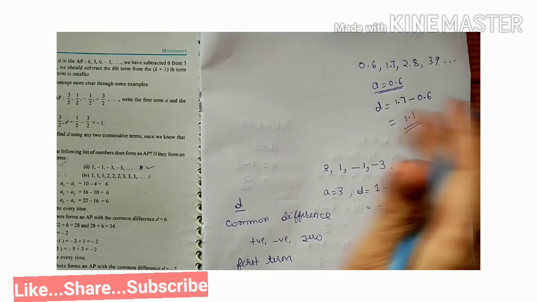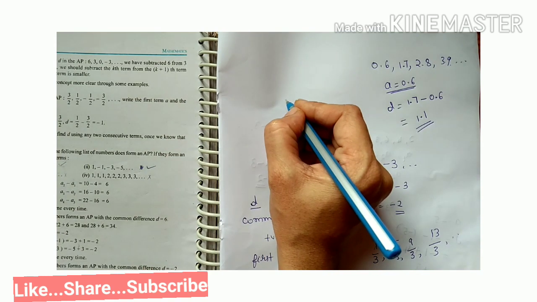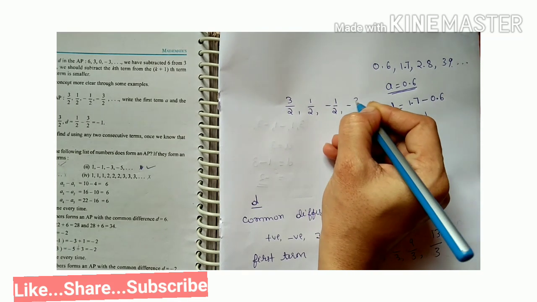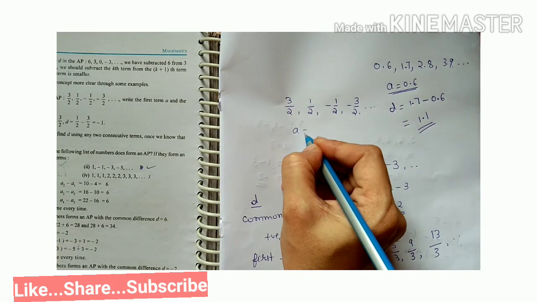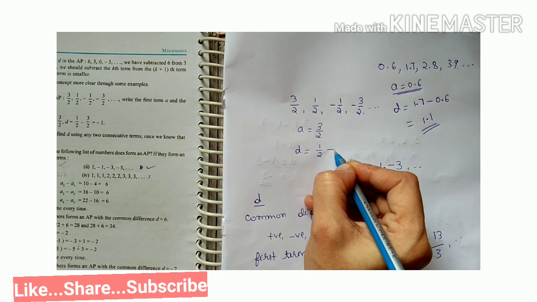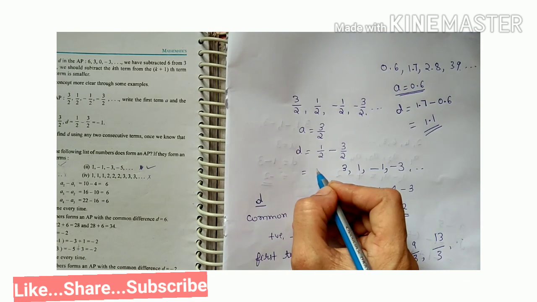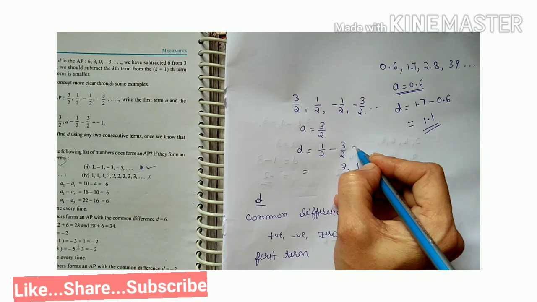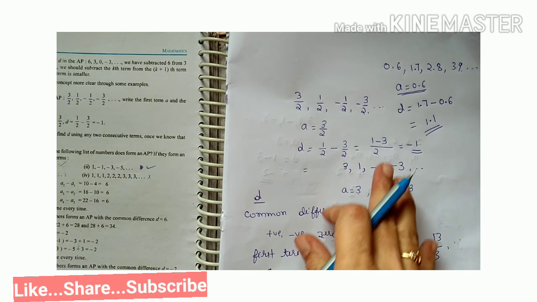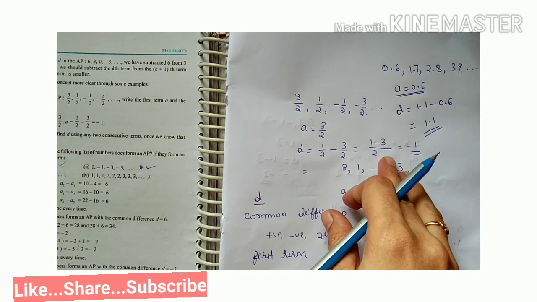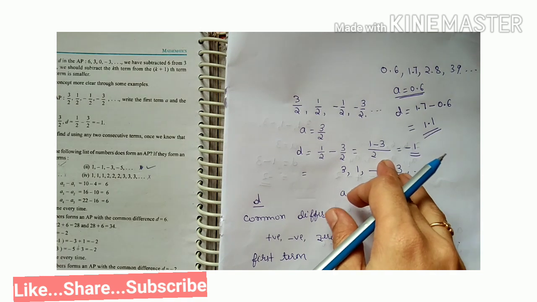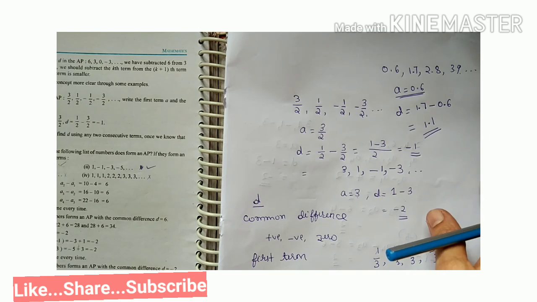Let us see one more example. AP is 3 by 2, half, minus 3 by 2. First term is 3 by 2. Common difference is second term minus first term. Here 2 is the LCM, 1 minus 3, minus 1. Therefore, D can be found using any two consecutive terms if the numbers are in AP.